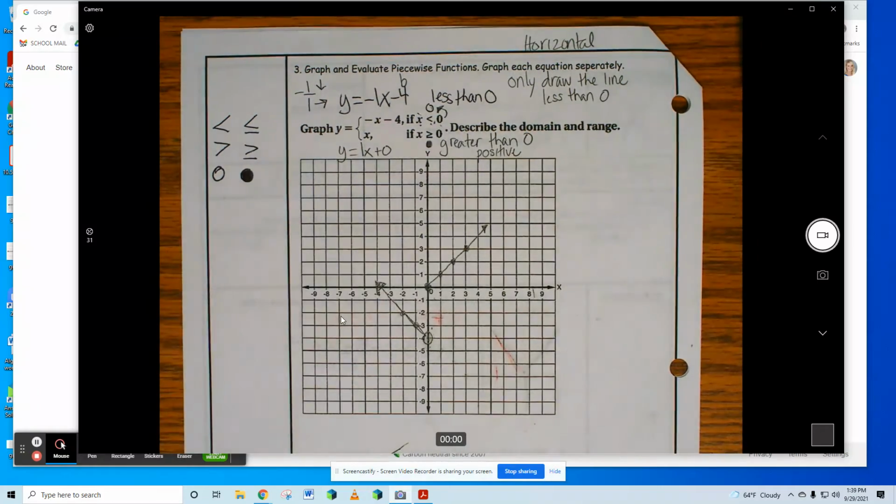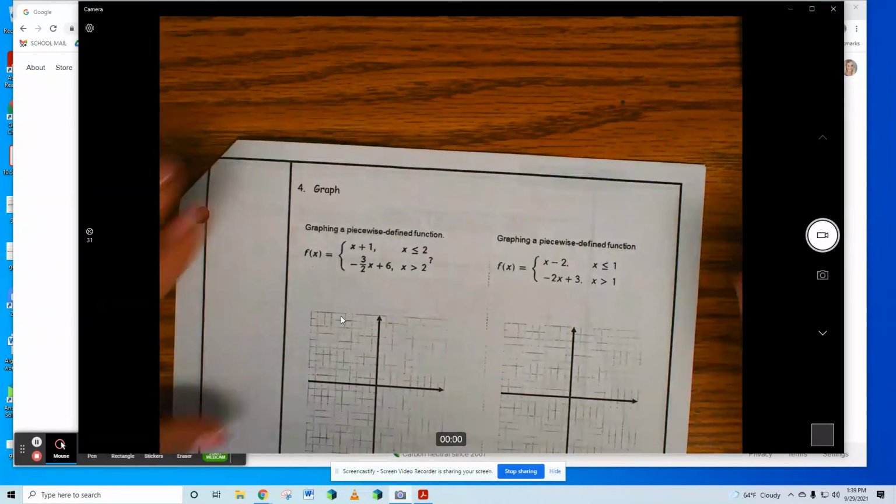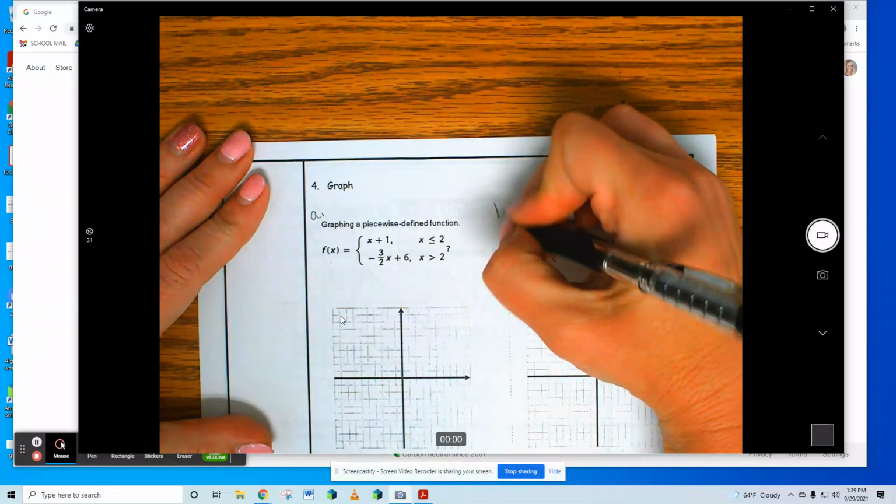I'm going to do one more. 4A. This is like A, and this is B.